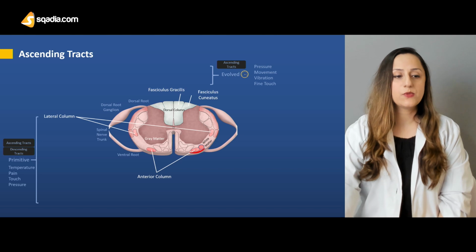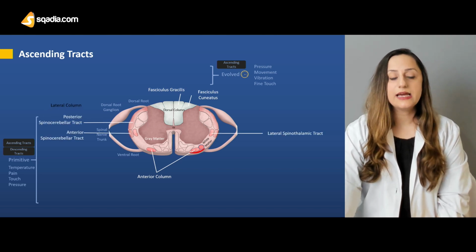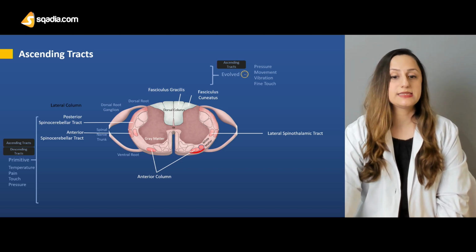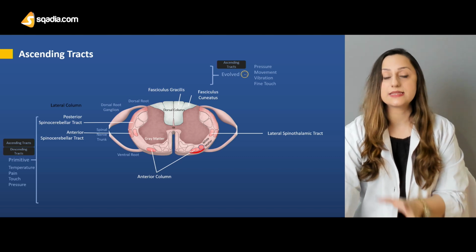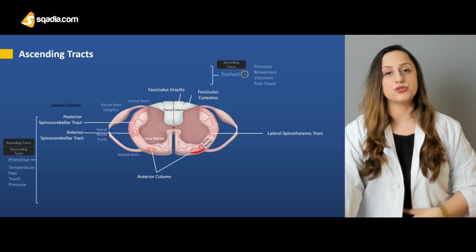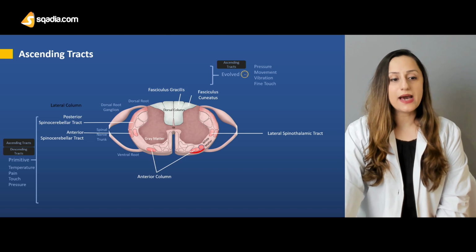And then we have the lateral columns. Laterally, we have the lateral spinothalamic tract, which is taking the pain sensations and the temperatures. All of these sensations are carried through the lateral spinothalamic tract. Also, the anterior spinothalamic tract carries the same information. And then we have the posterior spinocerebellar tract, and we have the anterior spinocerebellar tract.